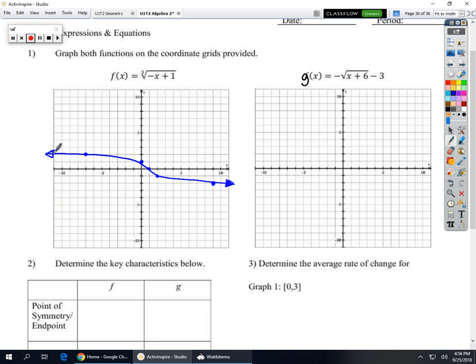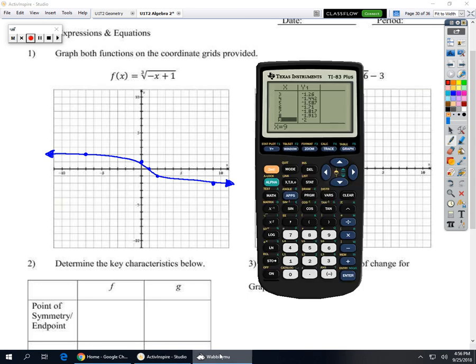There we go. All right, so there's my first graph. It didn't quite pass through there, but that's fine. All right, and I'm going to graph the second one now. Let's do that one in red. So y equals, clear that.